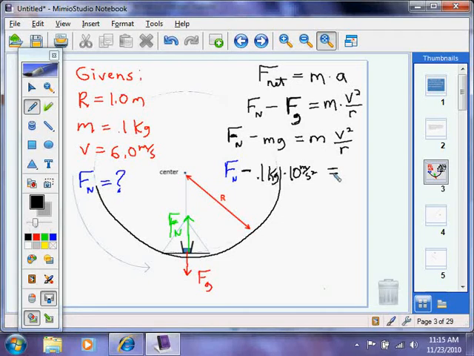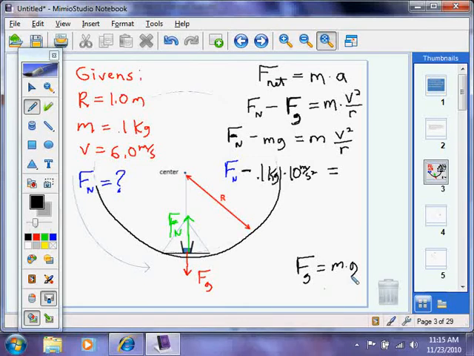In that formula, Fg equals m times g. You plug in g as positive 10 meters per second squared. So in that formula, you don't put in a negative 10 for g. Okay?